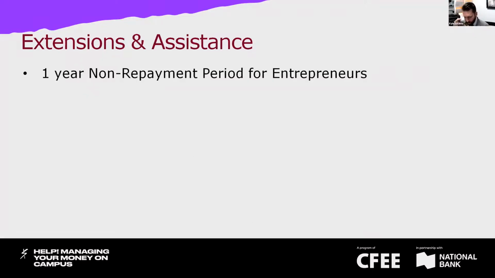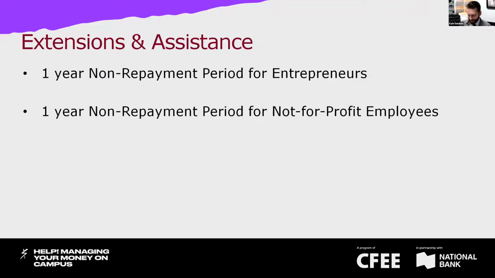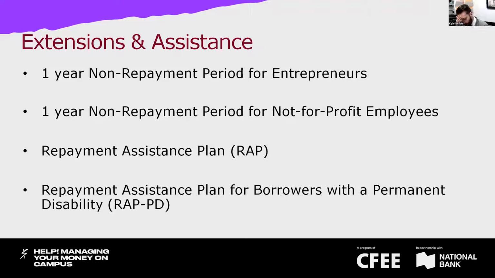So there are several programs that the NCLSC offers that can extend your non-repayment period for an additional 6 months. Okay, so if you're the owner or joint owner of an eligible new business in Ontario, you can get an extra 6 months before you must start repaying your Ontario student loan and/or the Ontario portion of your Canada-Ontario integrated student loan issued through OSAP. Federal government loans issued through OSAP are not covered by this program, so please keep that in mind.